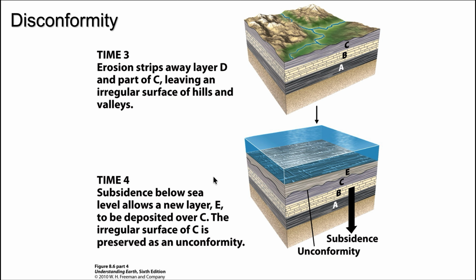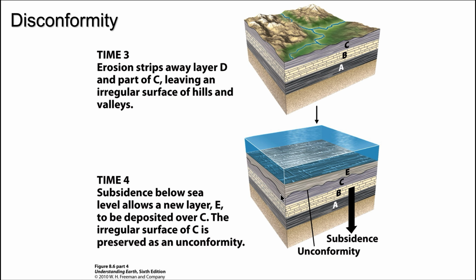In time 4, we're going to force the sequence of rocks back below sea level, and it's going to result in deposition of layer E directly on top of layer C, because layer D has been removed via erosion. The result is an unconformity.